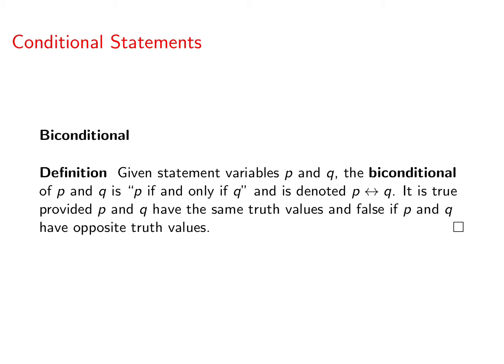So given statement variables P and Q, the biconditional of P and Q is this sentence, P if and only if Q. And it's denoted with an arrow going both ways. And the only time that this is true is if P and Q have the same truth values. Either they're both true or they're both false. And P, if and only if Q, is false whenever P and Q have opposite truth values.